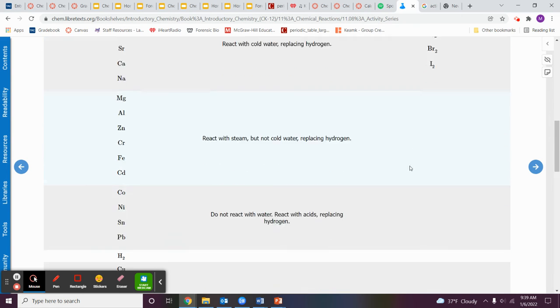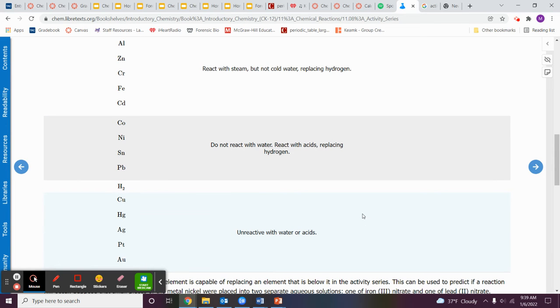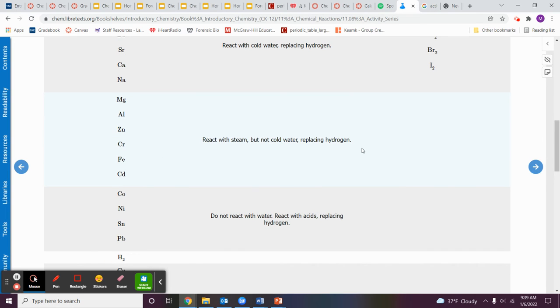So you'll always have to refer to this list right here, so that if you are trying to predict what's on the other side of it, you can figure out if it is going to replace it or not. Okay, so let's do a couple examples here, and then I'm going to have you guys do some practice. I'll just do it on the board.